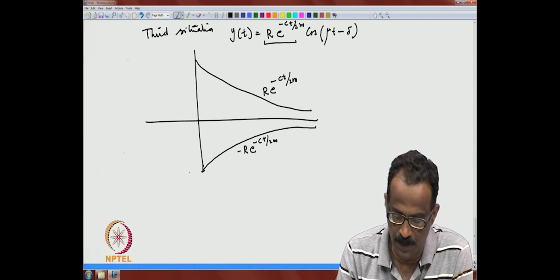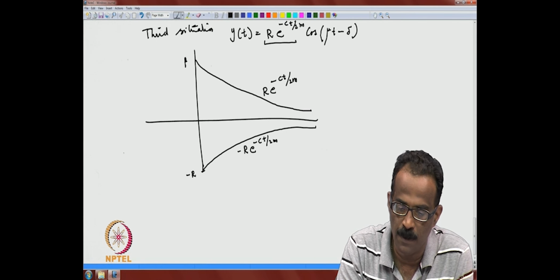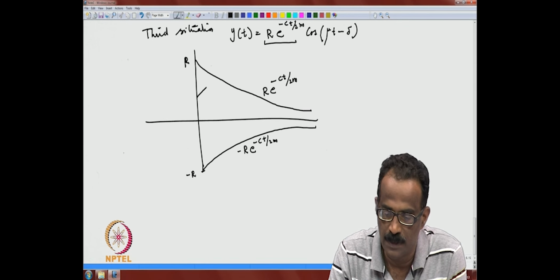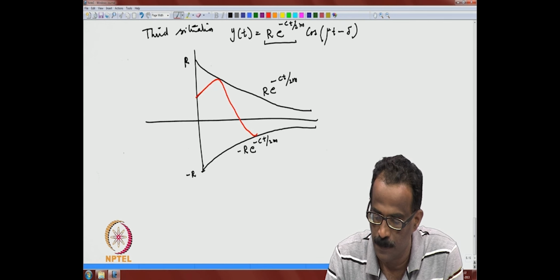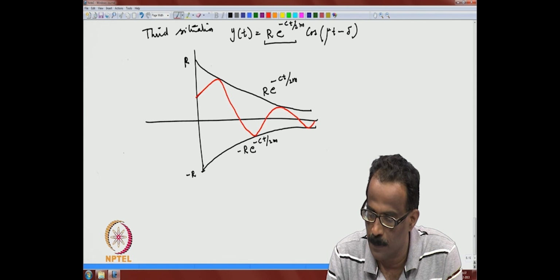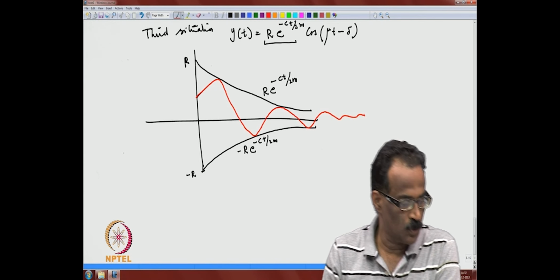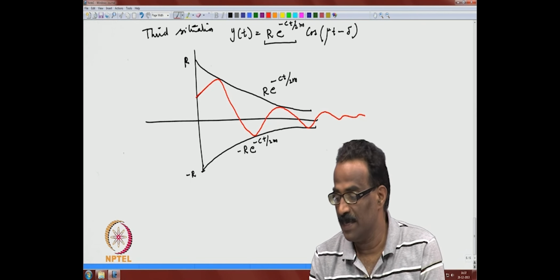This is at the point minus r, this is at r, and this starts oscillating, it touches, see, oscillates like that, it decays like that, it goes to 0. So, that is the situation when there is damping.